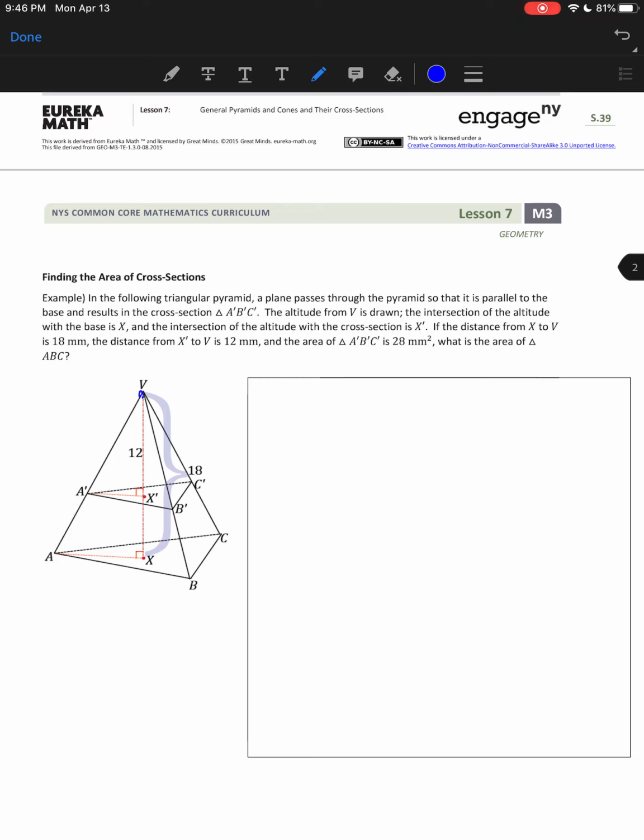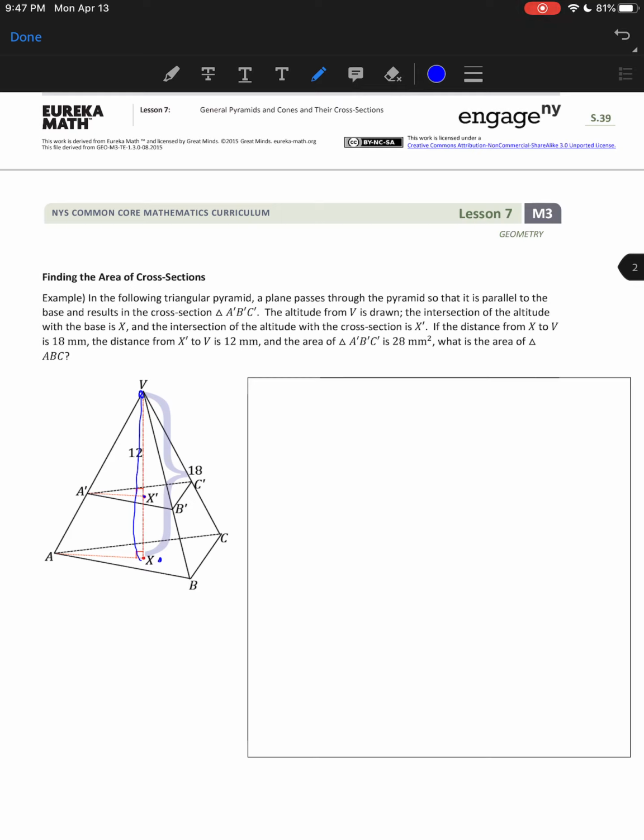x. So we see this line from here all the way to there. That's the top to the bottom. And then the intersection of the altitude with the cross section is x prime. So we have x down here, this point that's on the base. And then we have x prime over here, which is this point that's on this cross section.